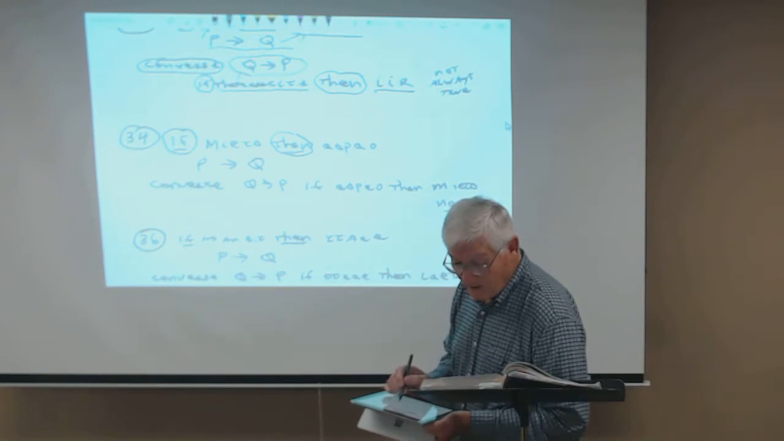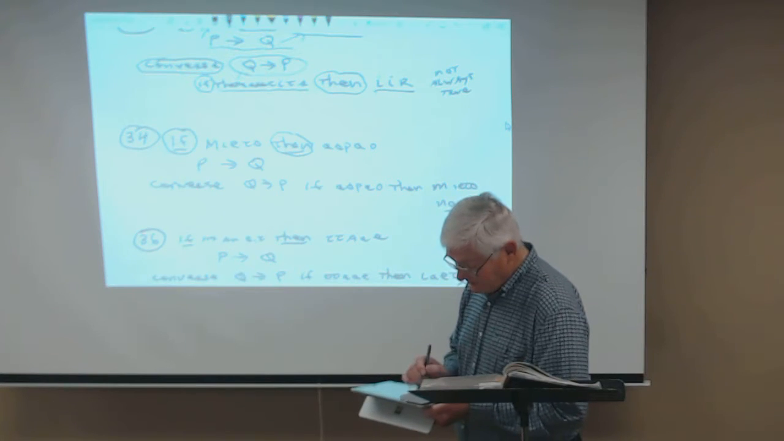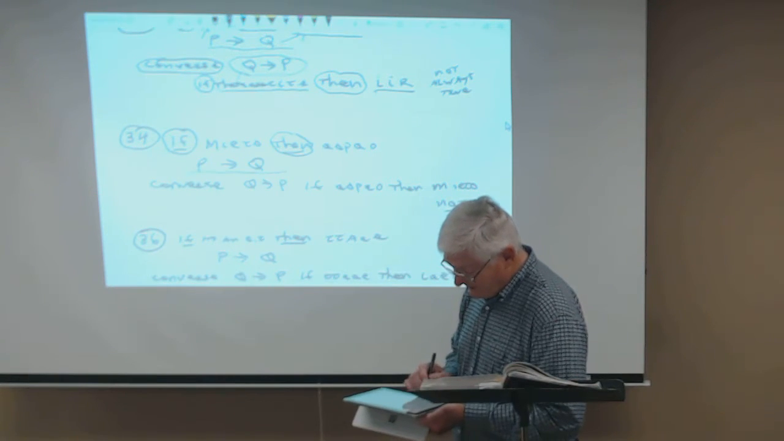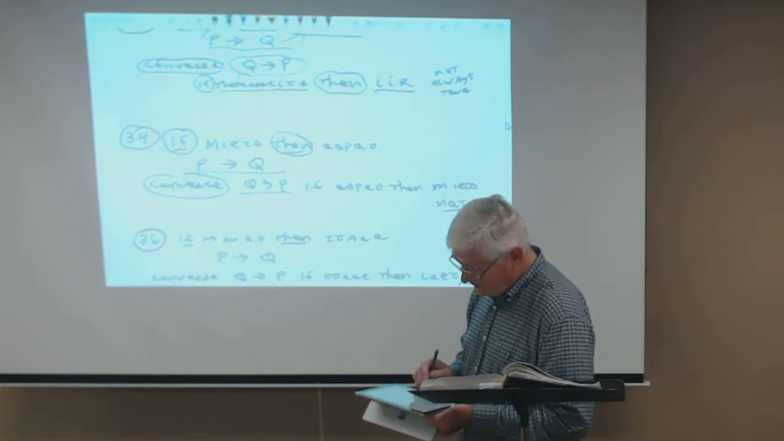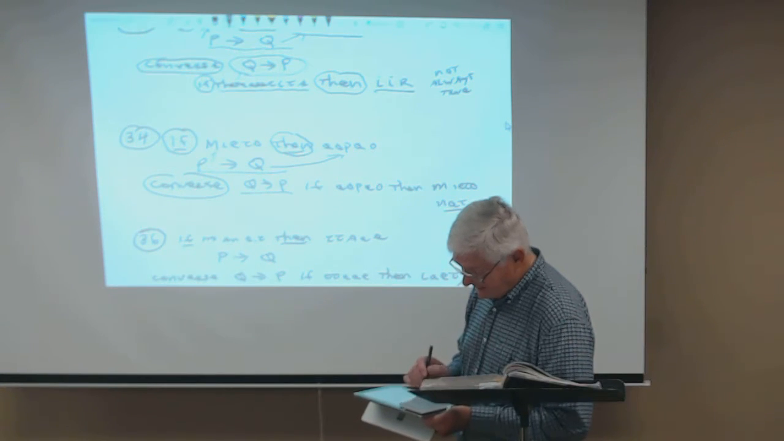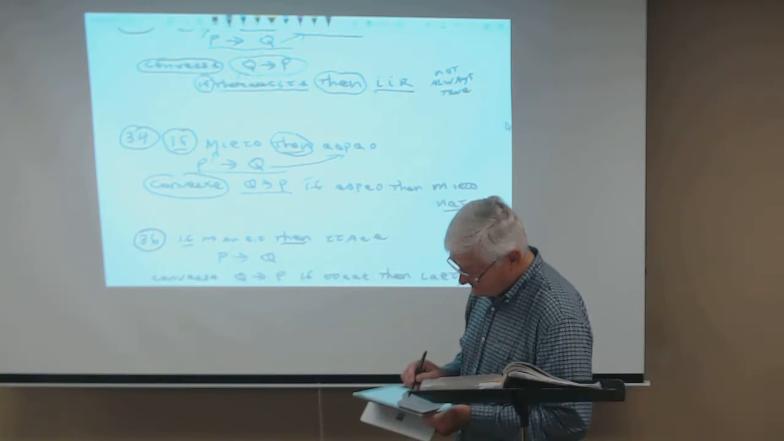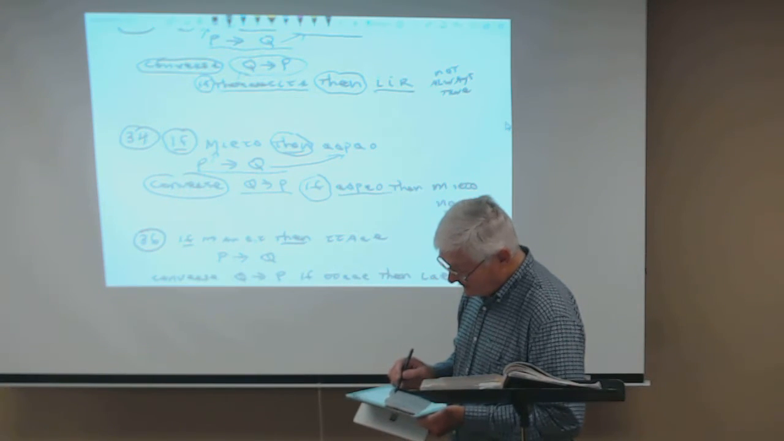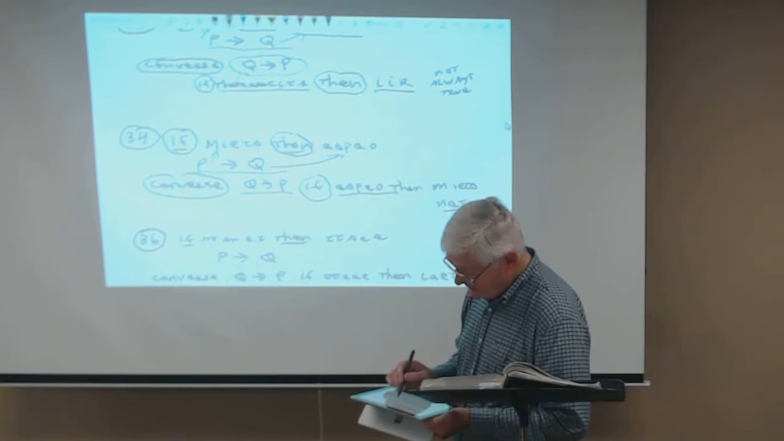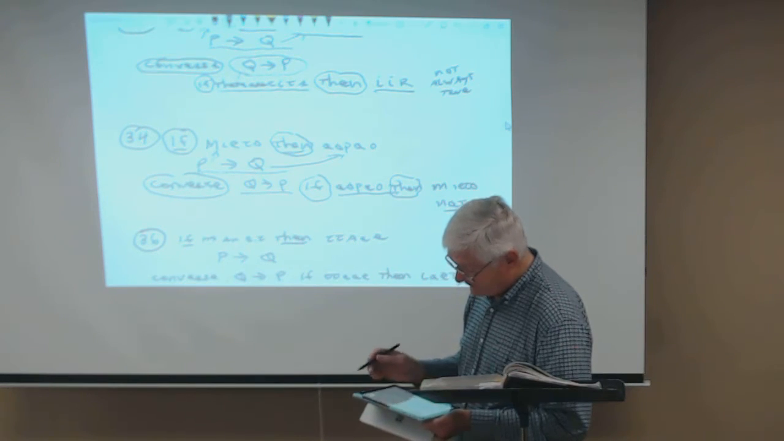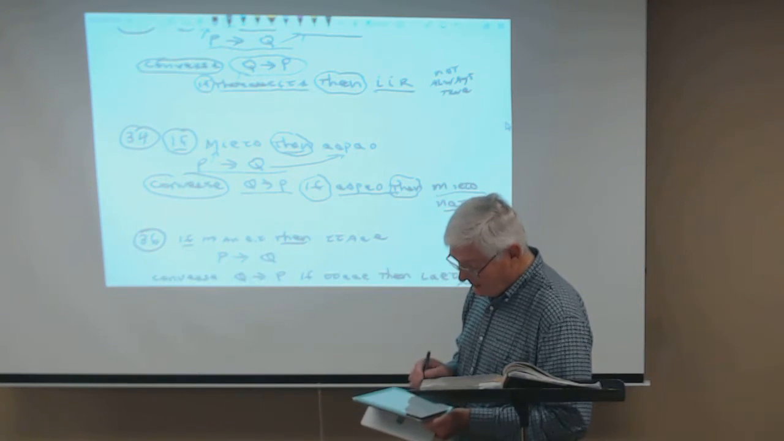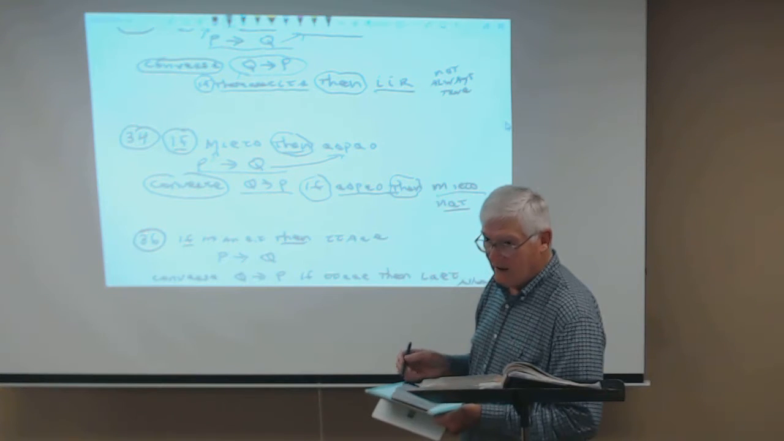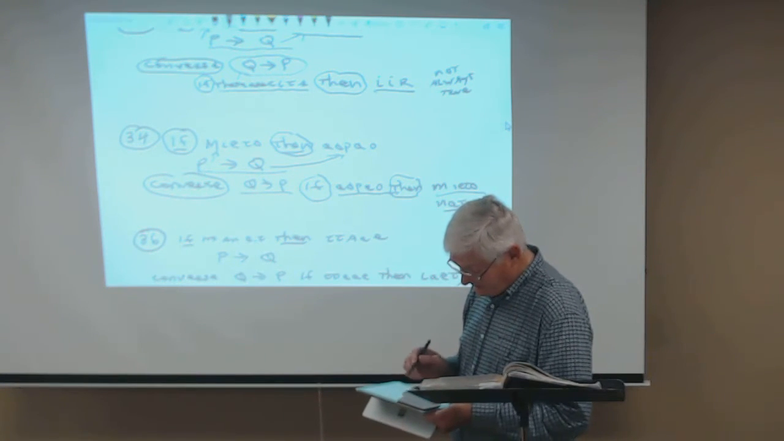Number 34, if M is elected to office, then, here's my if then, what's it say? Then all of our problems are over. So it's if P then Q. The converse is what? If Q then P. So what's Q? All of our problems. What's P? M elected to office. So if all of our problems are over, then what? M is elected to office. Is that always true or not always true? Could our problems be over whether M was elected to office or not? So that's not always true either.